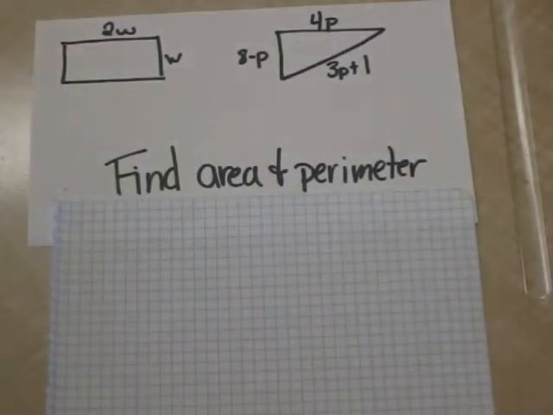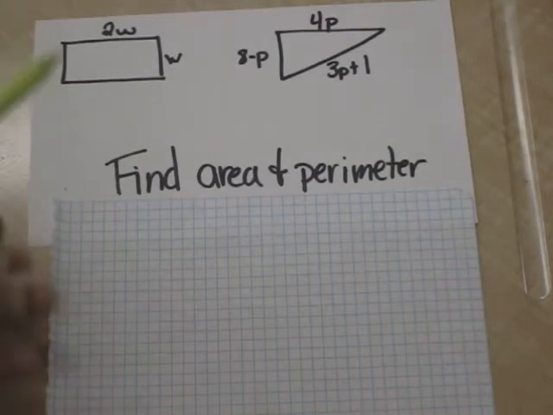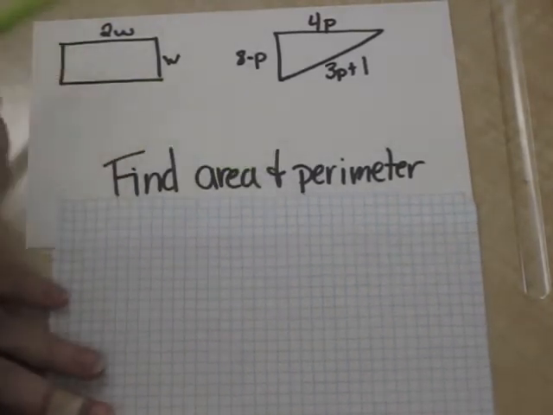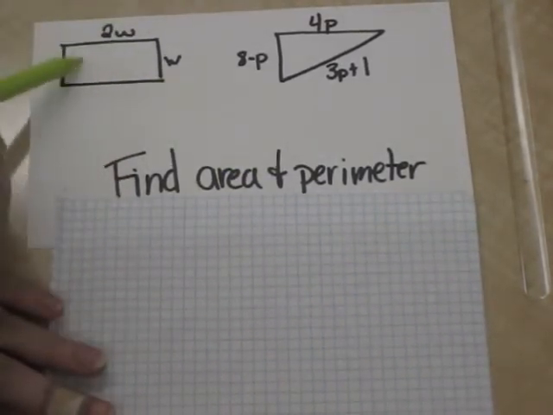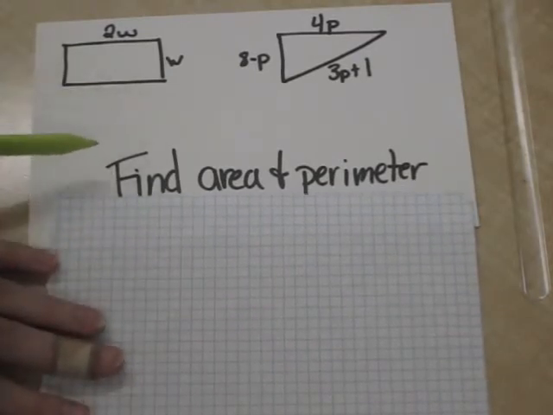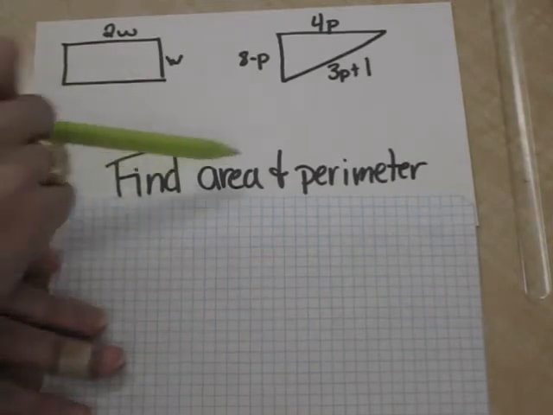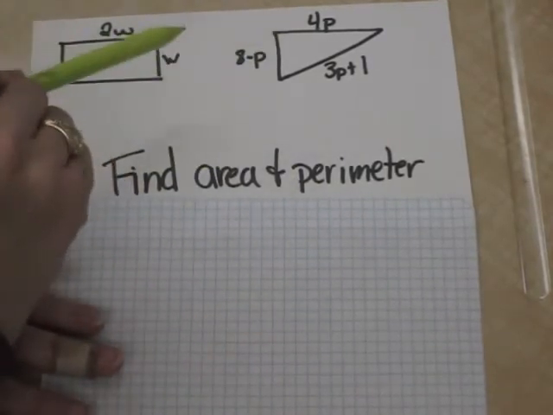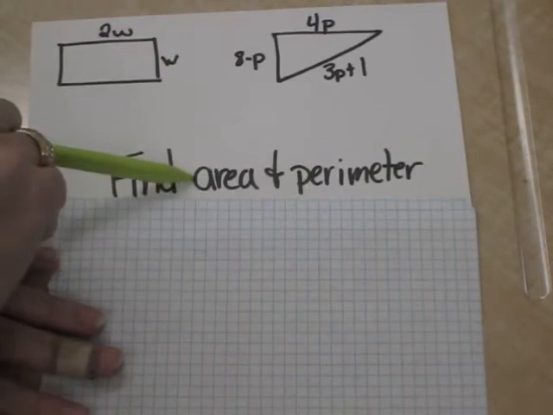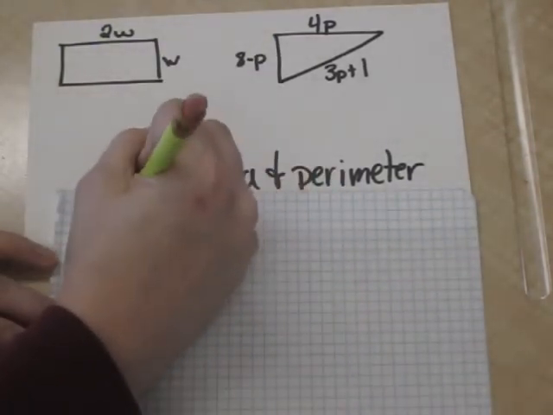Alright, so now let's do some application problems. This one says to find the area and the perimeter of the above figures. So we're going to first find the area and the perimeter of a rectangle. To even start this problem, you have to know how to find area and how to find perimeter. We remind ourselves that perimeter is just adding all the sides together, and area for a rectangle is going to be base times height. So that's my first formula.